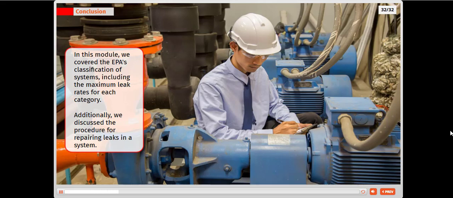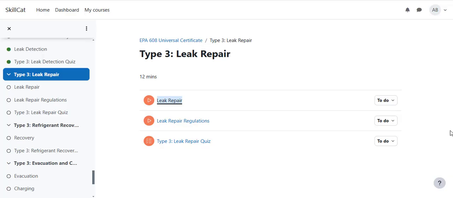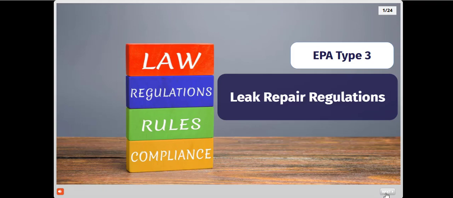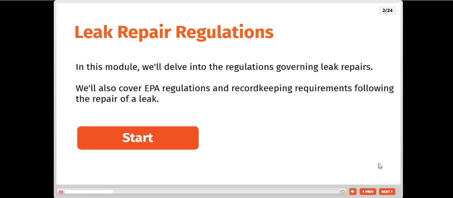In this module, we covered the EPA's classification of systems, including the maximum leak rates for each category. Additionally, we discussed the procedure for repairing leaks in a system. Leak repair regulations. This is module type 3, module 2. In this module, we'll delve into the regulations governing leak repairs. We'll also cover EPA regulations and record-keeping requirements following the repair of a leak.